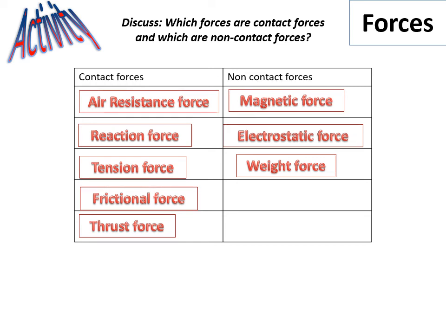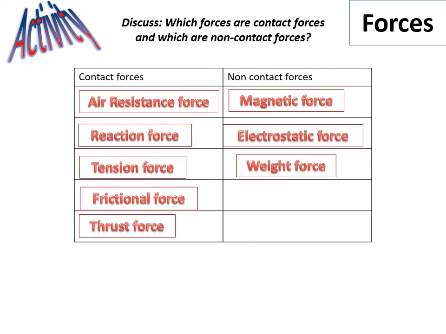So air resistance, reaction force, tension force in the string when something is hanging, frictional force between two objects when they are rubbing together. It could be between the tire of the car and the road. It could be between your foot and floor when you're walking. It could be between your hand and the pan when you're holding a pan. So thrust force, it could be upthrust in the water, it could be upthrust in the air, it could be thrust force exerted by the engine of the car. So all of these are contact forces, when objects touch each other.